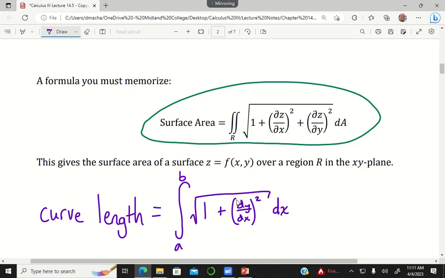So now we're not doing curve length anymore, we're doing surface area, but I think this is easy to remember if you notice the similarities in what we're doing here. Now we're talking about a surface, so we've got z as a function of x and y, and we're just taking the partial derivatives, squaring them, and then you add a 1, and then you take the square root of the whole thing, and that's your integrand. So, helpful memorization tricks.